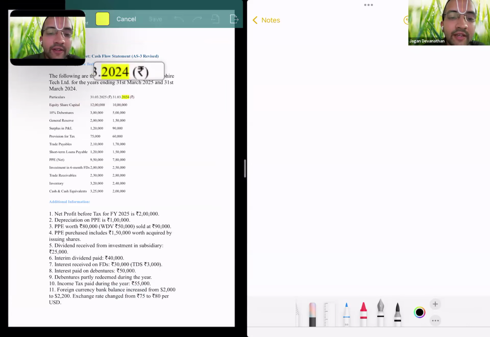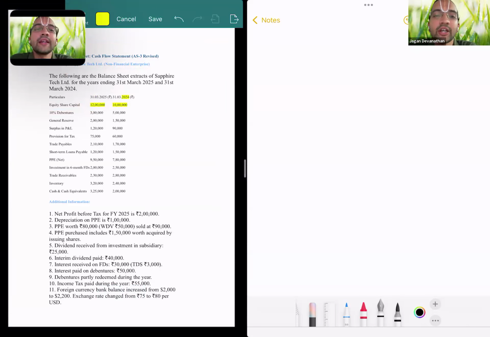So we have received 2 lakhs in cash from the equity shareholders. That is the assumption. Now, 10% debentures have been reduced from 5 lakhs to 3 lakhs, which means that they have been partly redeemed. General reserve has gone from 1.5 lakh to 2 lakh, which means that there is a transfer to general reserve of 50,000.